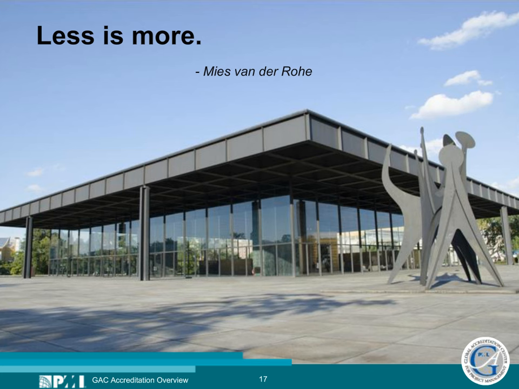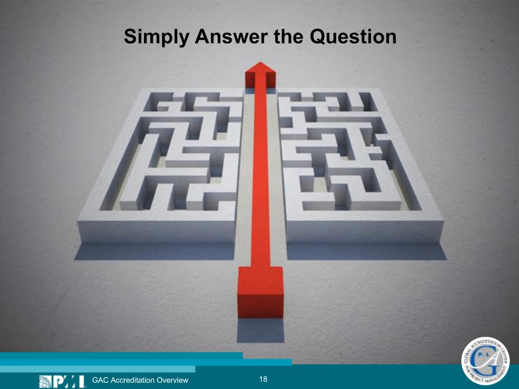Speaking to what was or what will be within the applicant program in your submission does not help GAC to clearly understand your program's mission, curricula, or processes. When developing your documentation, remember to simply answer the question posed by the GAC eligibility requirements and accreditation standards, and provide evidence supporting your response.